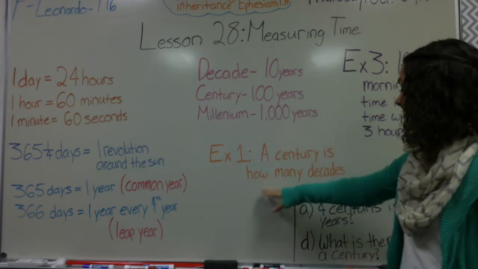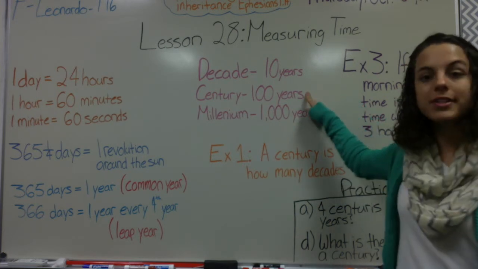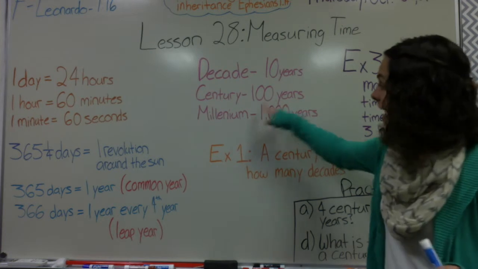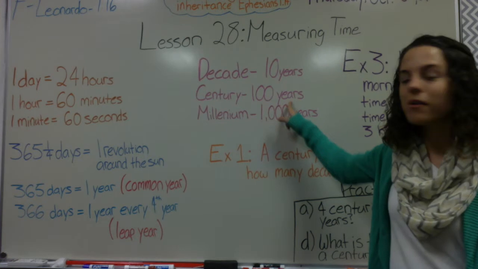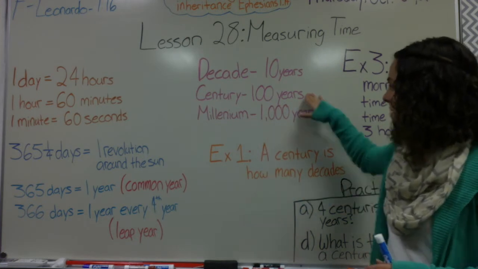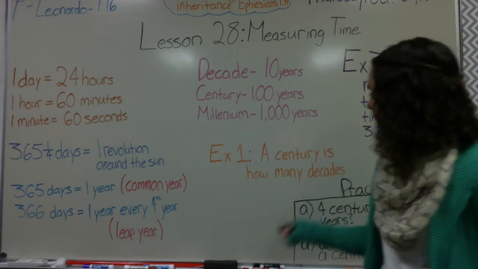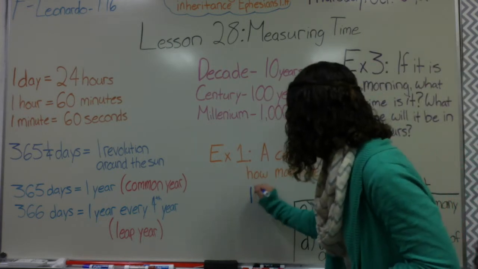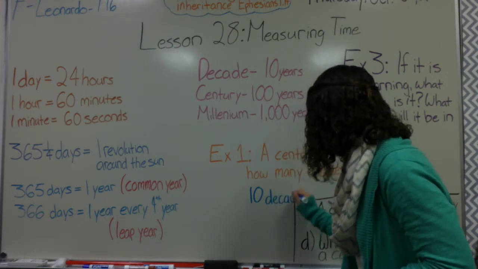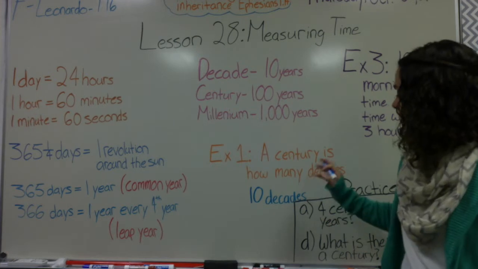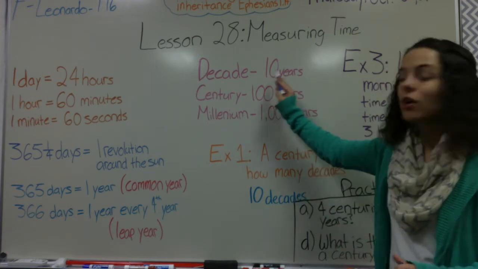So example 1 says a century is how many decades. So I have 100 years in a century, but I want to say how many decades does it take to make 100 years? I want you to go ahead and write your answer down in your spiral. For example 1, a century is how many decades? How many decades does it take to make 100 years? And if you answered 10 decades, you would be correct. 10 decades equals a century. I'm not going to answer 100 because that's how many years. A decade, remember, is 10 years.